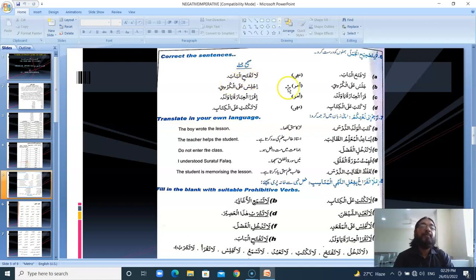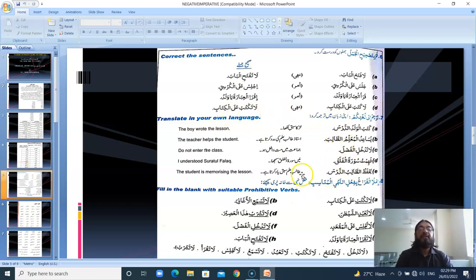La taftah al-bab. Jalasa ala al-kursi. Amr. Amr means imperative. Ijlis ala al-kursi. Sit on the chair. Qara al-ibara ya walad. Amr. Amr means imperative. So qara is wrong. Iqra. Read the passage, O boy. La kataba. Wrong. Nahi. La taktub. Don't write. Ala al-kitab, on the book.